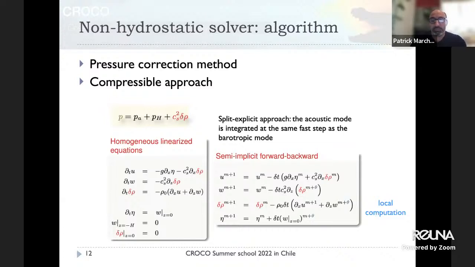And all the computations now are local. You don't need a global solver to resolve the non-hydrostatic pressure. The divergent part is corrected as it should be in the real world by propagating acoustic waves, and that's how you compute the non-hydrostatic pressure and the correction that is made to the flow.